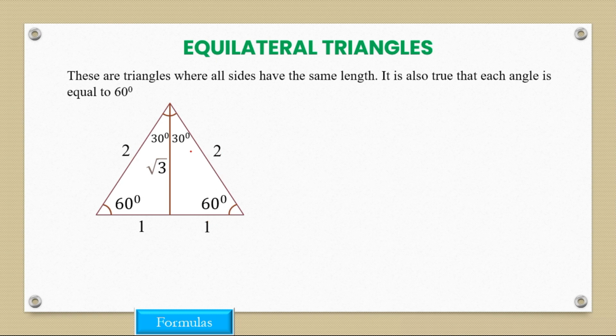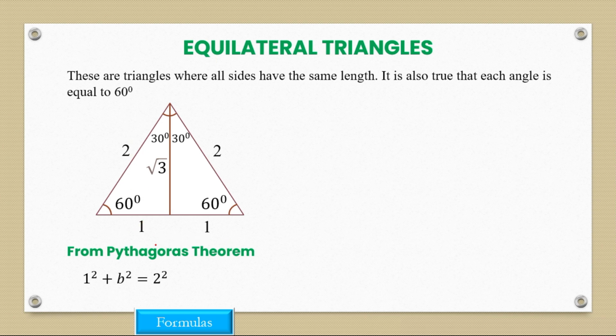Now this root 3, we're going to see how we derive that. Remember, from Pythagoras theorem again, let's use this other side. Imagine you're using this right angle triangle that you can see right here, which has an angle of 60 here, a 1 here, and a 2 here.